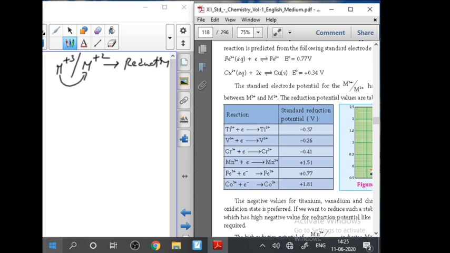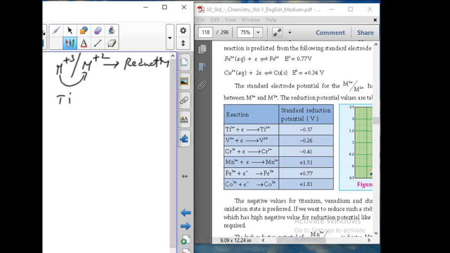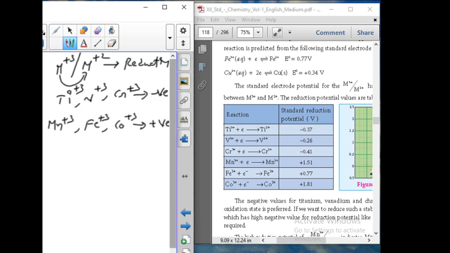For titanium, vanadium and chromium, we are observing titanium plus 3, vanadium plus 3 and chromium plus 3. All these have negative values, but the remaining values, manganese plus 3, iron plus 3, cobalt plus 3, these three we are observing as positive values from the table. These are the standard values. We cannot find out from the table only; we are going to explain the reduction potential values and all. So the first three values are negative and the remaining three are positive values.